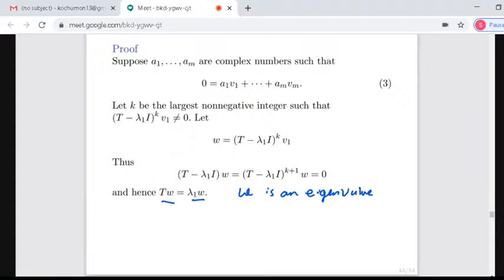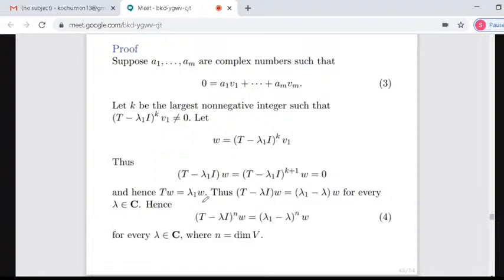That means w is an eigenvector. Now, because of that, (T minus lambda) w, for any lambda in C you take, is nothing but (lambda 1 minus lambda) w. This is directly from this equation. Therefore, (T minus lambda) to the power n applied to w is (lambda 1 minus lambda) to the power n times w, since you apply it n times. N is the dimension which we have already fixed.